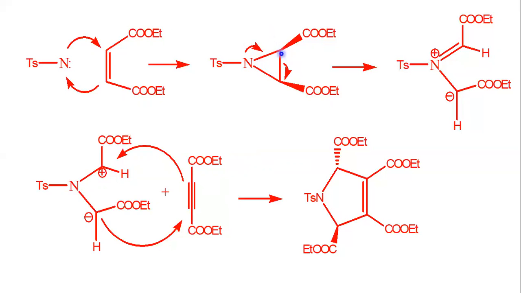The conrotation is rotating the substituents of the terminal carbons in the same direction. So if you rotate this carbon or the substituent on this carbon clockwise, then this must also be rotated clockwise. So this COOEt group goes away from this system and the other COOEt groups are inside of this system. So this is what is produced here.